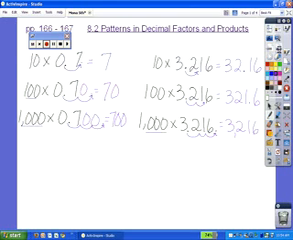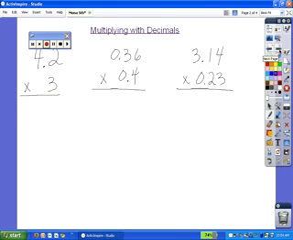When we multiply decimals by numbers other than 10, 100, and 1,000, it is just regular multiplication. We don't worry about the decimal point till we get down to our final product. 3 times 2 is 6. 3 times 4 is 12.